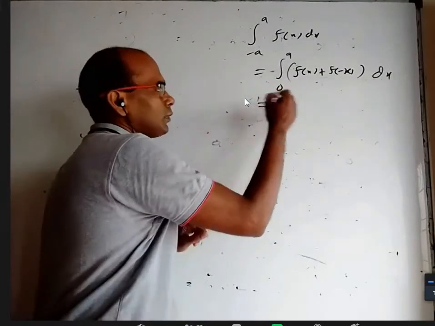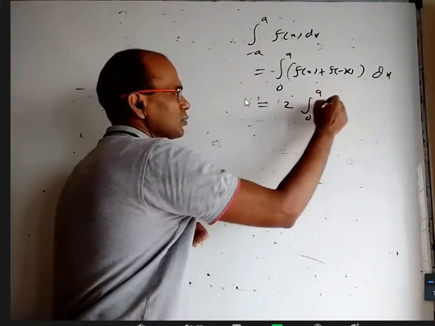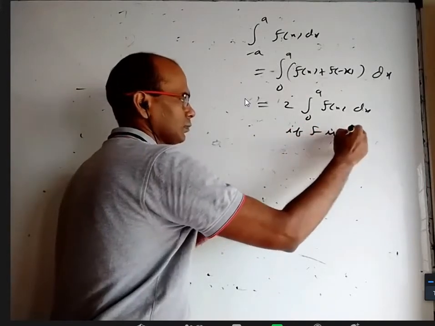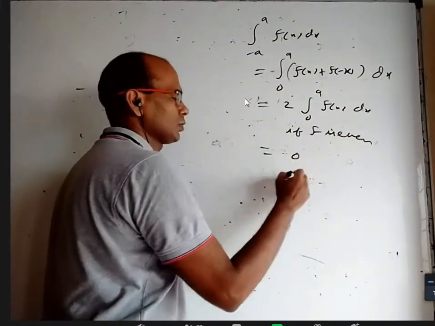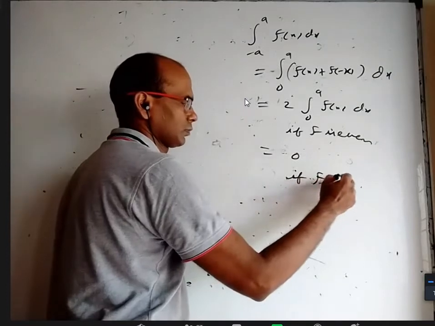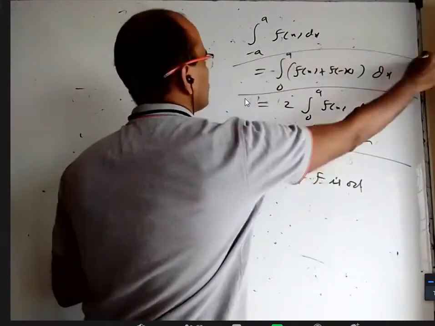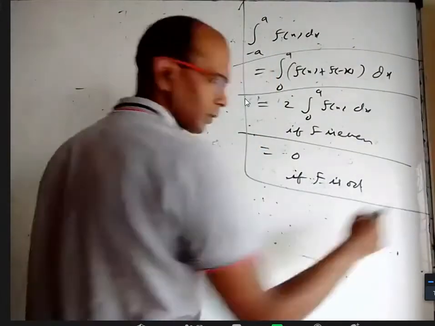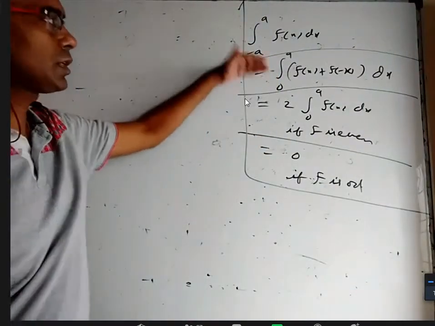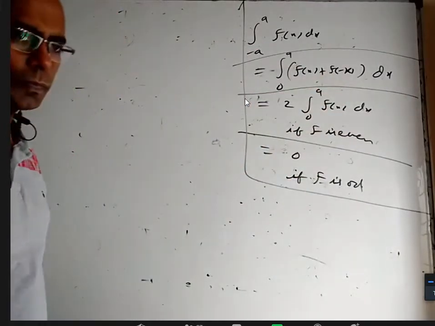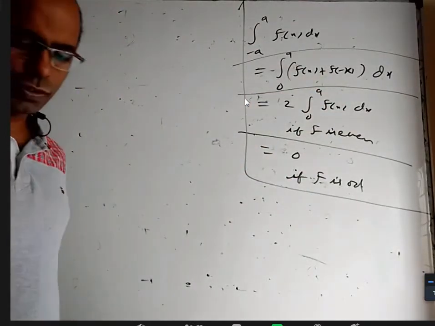And it is equal to 2 times integral 0 to a of f of x dx if f is even, and equal to 0 if f is odd. These are the three things that we learned. So this is equal to this, and when it is even, you can write 2 times f of x. When it is odd, it will become 0. So whenever you see any question with an odd function, just 0.